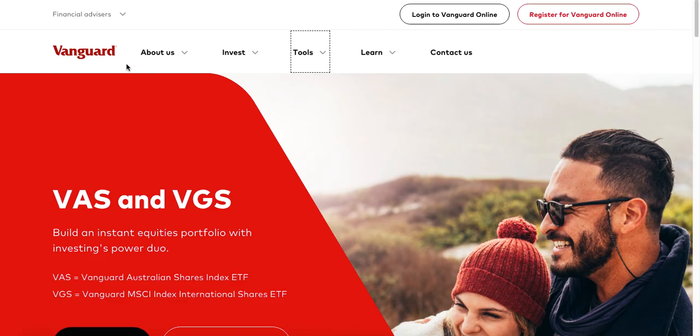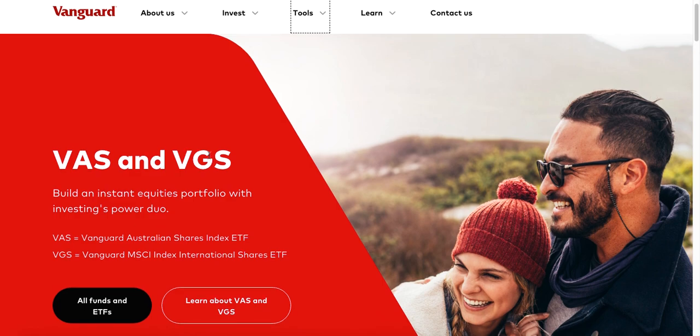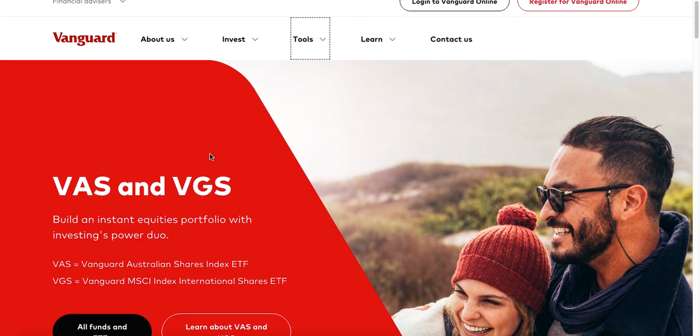So first of all, if you jump onto the Vanguard website, no matter where you are, for example, I'm here in Australia, so as soon as I jumped onto Vanguard, it automatically directed me to vanguard.com.au, the Australian website. At the front of the page, they're obviously promoting their two most popular exchange-traded funds, ETFs, being VAS, Vanguard Australian Shares, and VGS, which is their International Shares ETF. We're not going to talk about that in too much detail today.